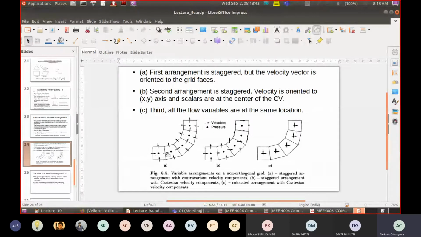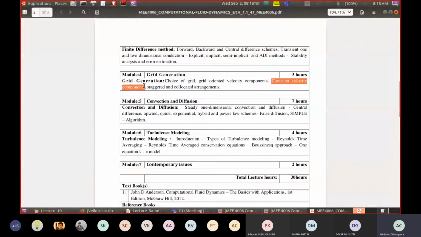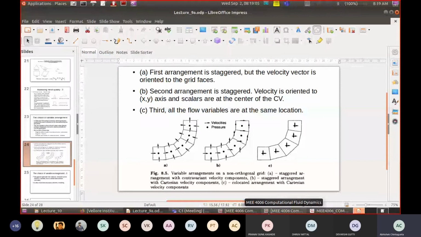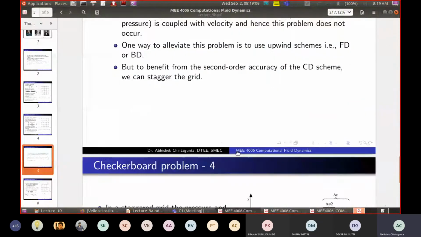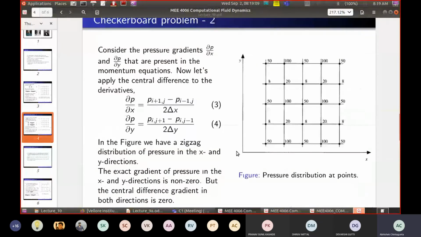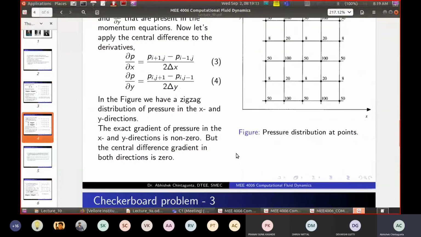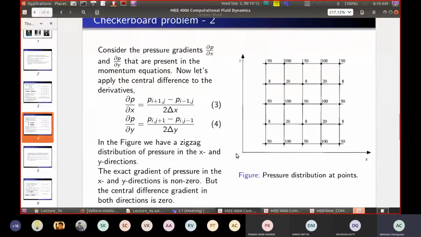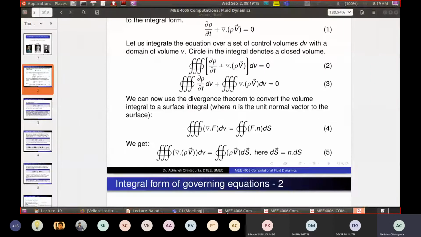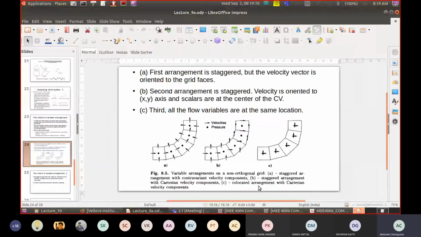And we have also seen the differences between staggered and collocated arrangements. Collocated is nothing but you collocate, that is, the pressure and velocity are at the same location. We have seen the problem with that is there will be decoupling, we are going to get zero gradients, wrong gradients, when we have zigzag-like distribution. And that is going to come up often in our fluid mechanics problems.